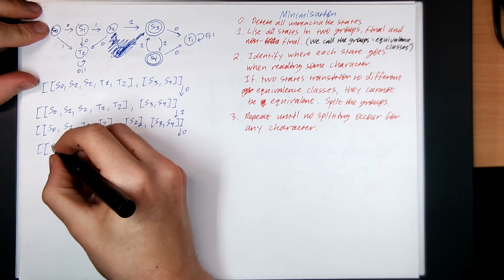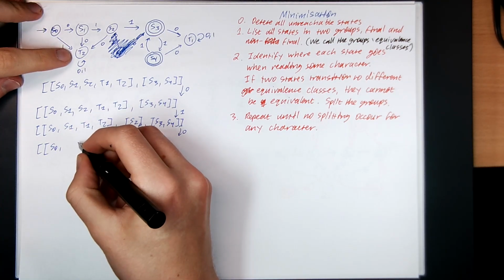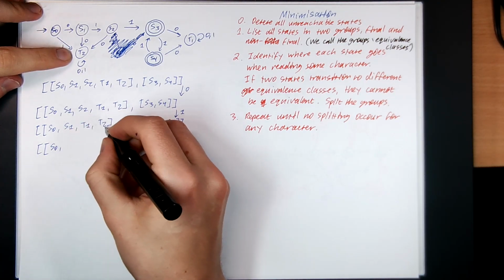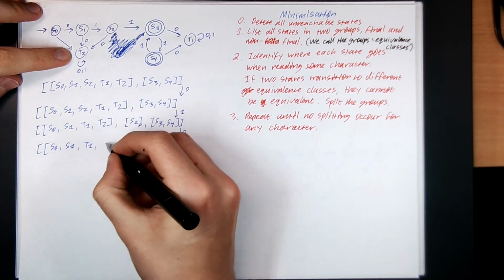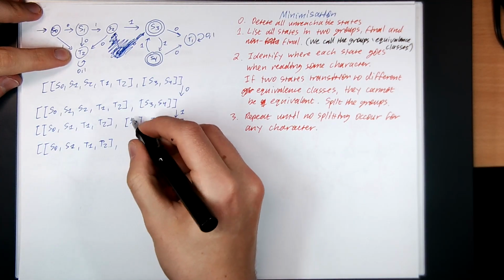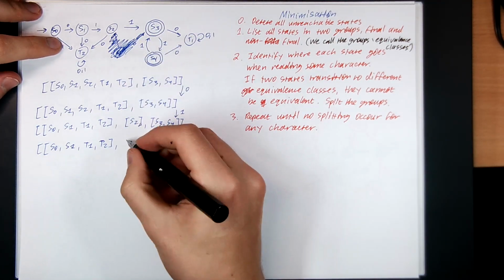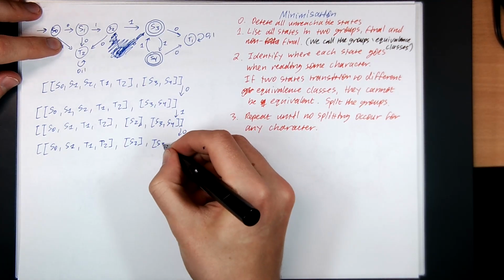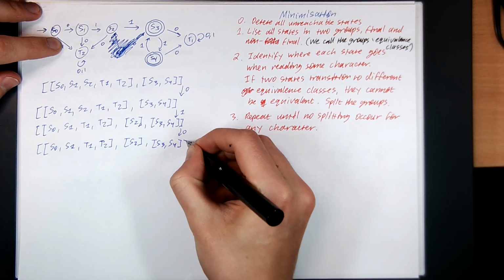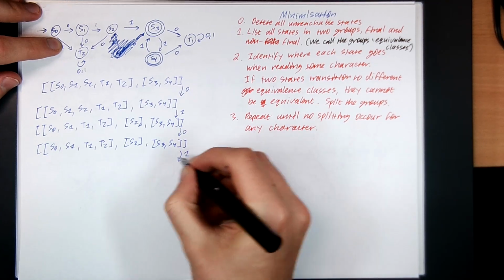S0 goes to its group. S1 goes to its group, because S1 goes to T2, and T2 is still in the group. T1 goes to itself, T2 goes to itself, nothing interesting happened there. S2 goes, well, I can't split a singleton, so I can leave that alone. And S3 and S4, we already know that it's split on zeros. Okay, nothing occurred, so let's try 1.